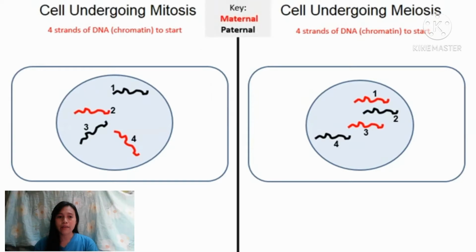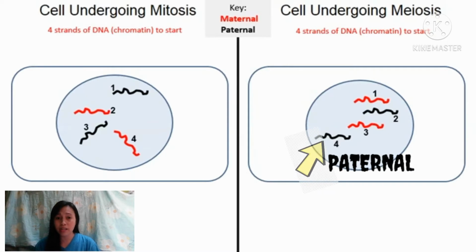This key right here is gonna help us visualize where the DNA came from. The red threads are chromatids and chromatin inherited from the maternal side of the family, from your mother, and black threads are chromosomes inherited from the paternal side, from your father.